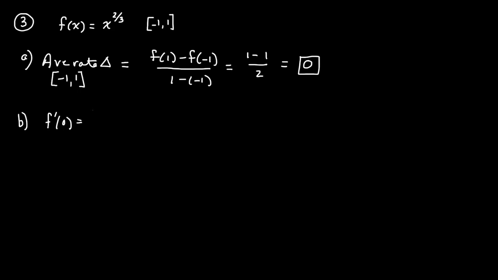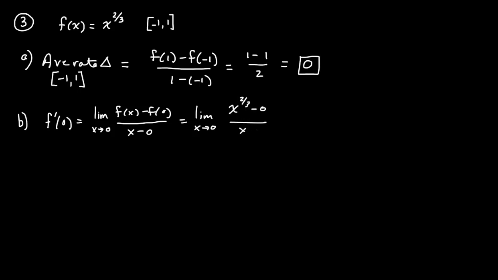As we know, I'm actually going to change things up just for the purpose of this problem. I'm going to use the alternate definition. So we're going to take the limit as x approaches a, in this case x approaches 0, of f of x minus f of a, or f of 0, all over x minus 0. Continuing this on, this comes out to be x to the 2/3 minus 0 over x minus 0.